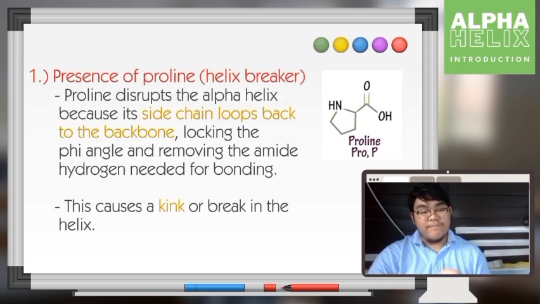First is the presence of proline. This is basically what disrupts the alpha helix because its side chain loops back to the backbone. This locks the phi angle and removes the amide hydrogen needed for bonding. This causes a kink or break in the helix.